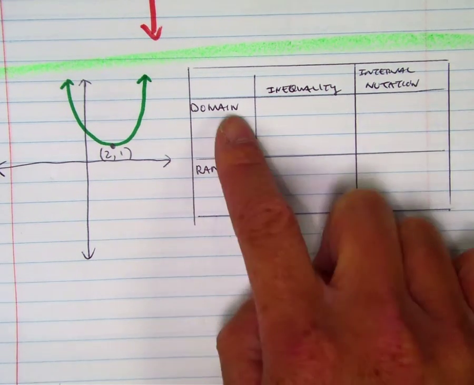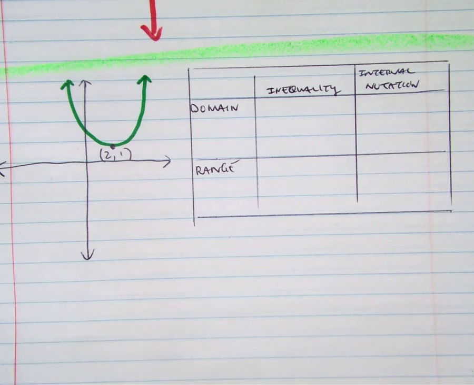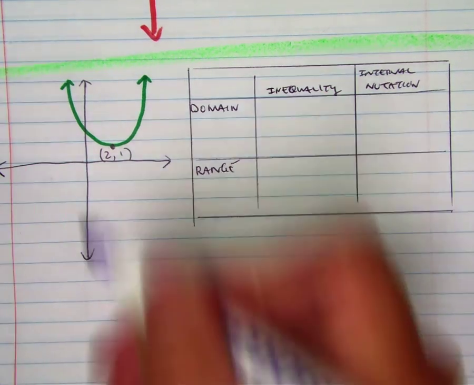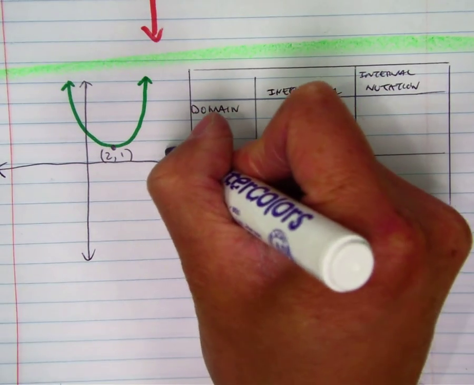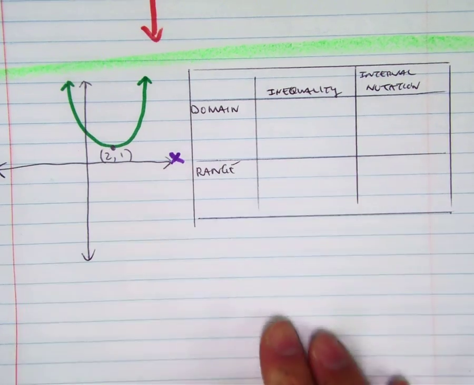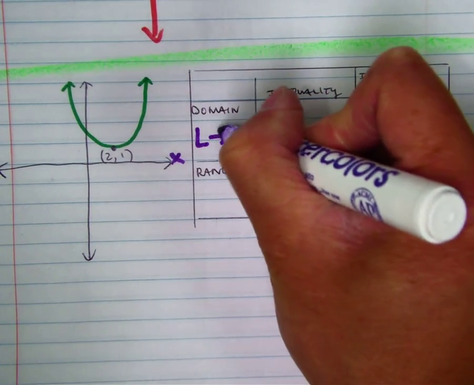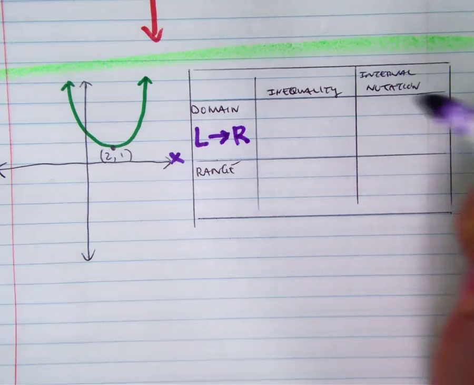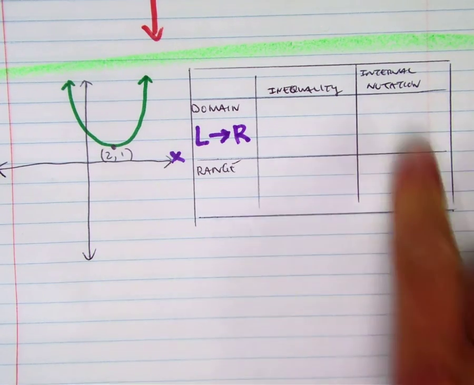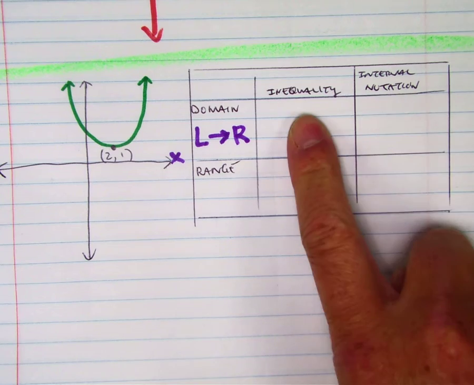Class, we just talked about that the domain is which axis? The x-axis. And the domain goes in which direction? Left to right. I'm going to do integral notation first, and then we'll come back to inequalities.